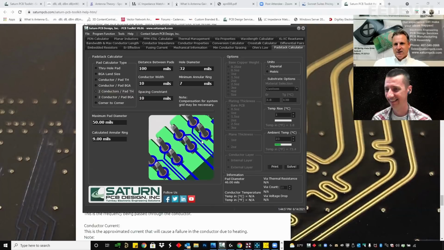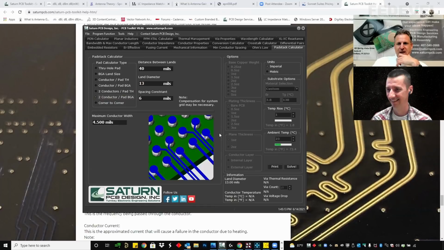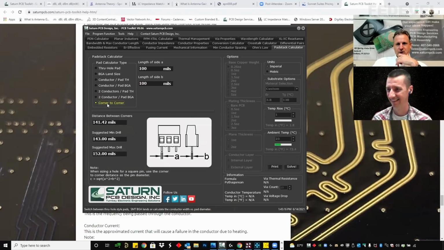Then something new I've added is a differential pair. This will tell you if you can or cannot get your differential pair through, or what you have to tweak your pads to in order to get a differential pair through there. Same thing with the surface mount. Then there's a corner to corner, which is a Pythagorean theorem, A squared plus B squared thing, because a lot of pins are square. How do you determine what the hole size should be on a square pin? You use the Pythagorean theorem, and this will tell you and suggest a drill.